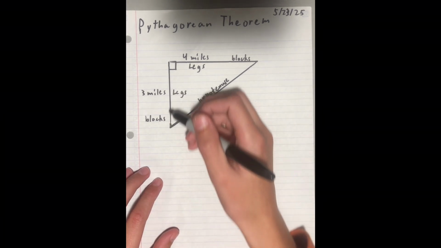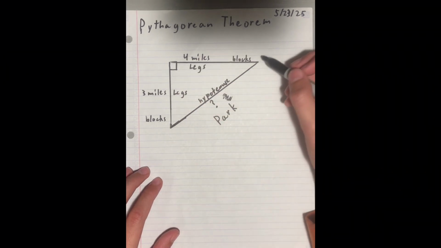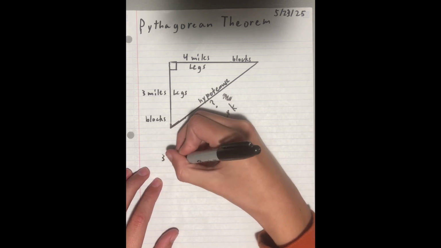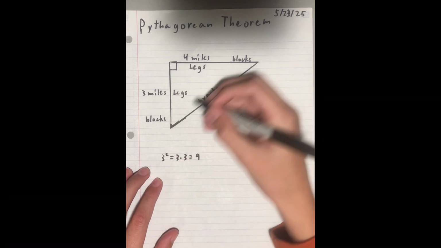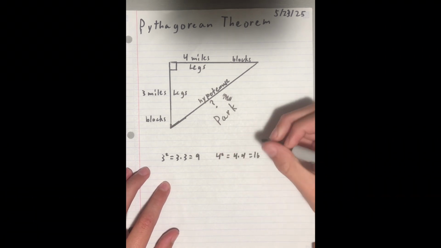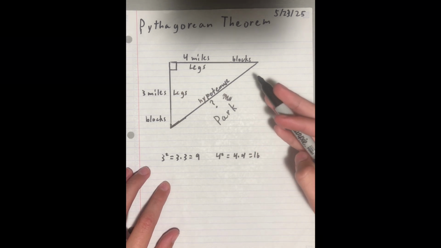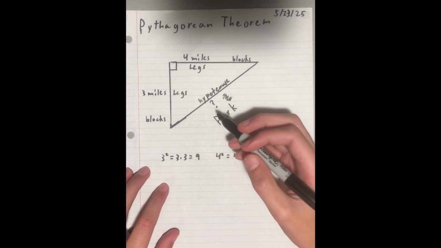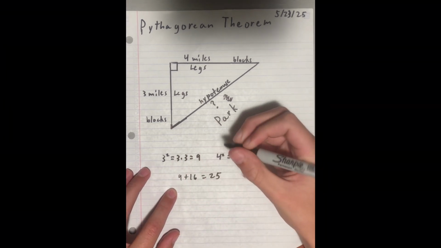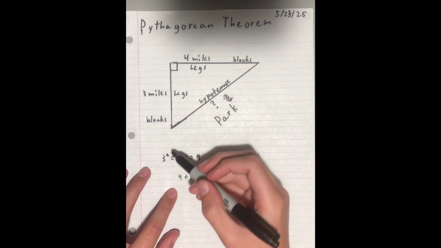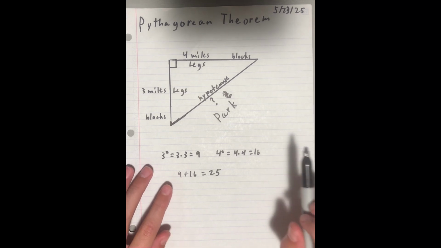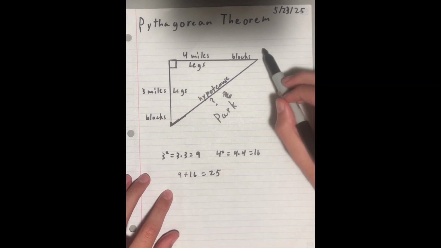If we want to square both legs, we must square 3 miles and 4 miles. So, 3 squared is 3 times 3, which is equal to 9. And 4 squared is equal to 4 times 4, which is equal to 16. And Pythagoras then stated that we should add these two numbers, so 9 plus 16 is equal to 25. According to Pythagoras, 25 is the square of the hypotenuse. So we must find what number times itself is equal to 25.